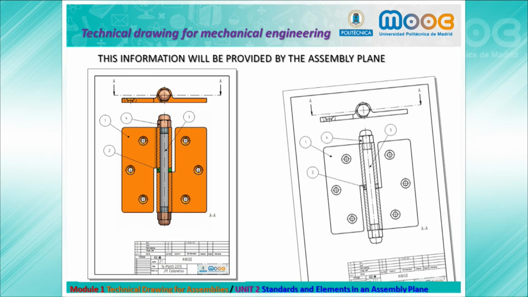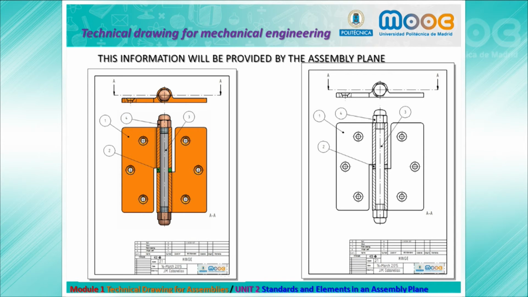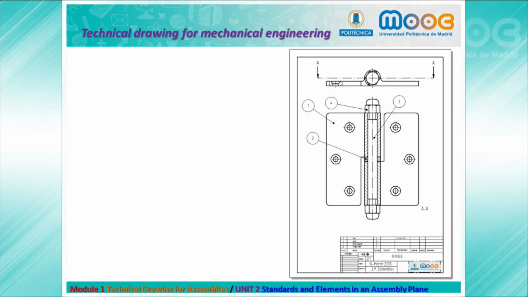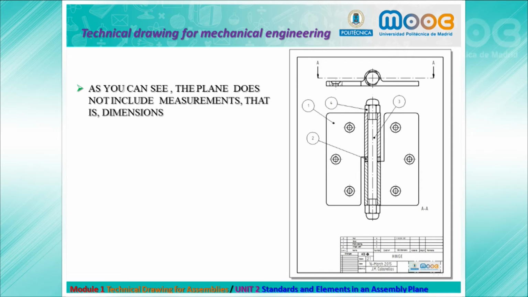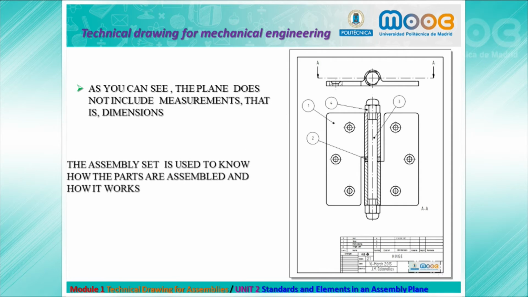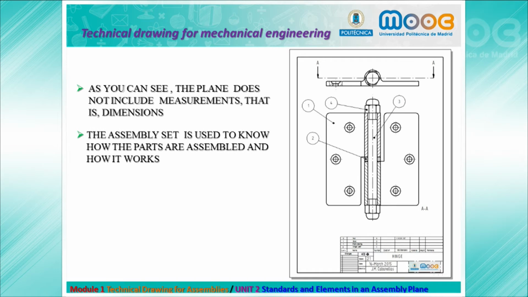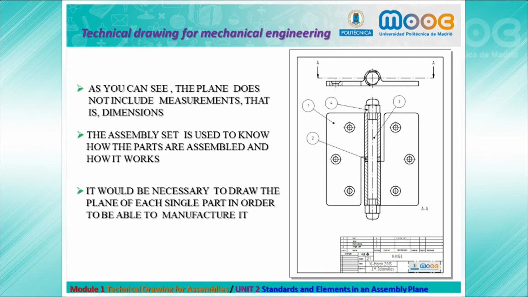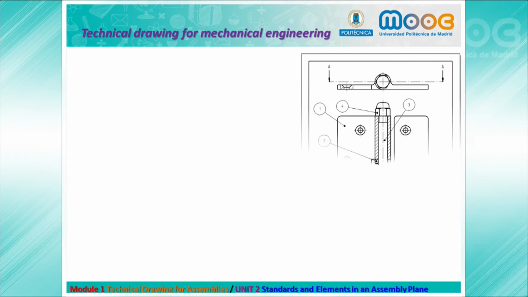We can see in this image our plane for the assembly of our hinge. You can observe the plane does not include measurements, that's it, dimensions. The assembly set is used to know how the parts are assembled and how it works. It will be necessary to draw the plane for each single part in order to be able to manufacture it. It just gives the information of how many parts we have and how are they assembled one each other.